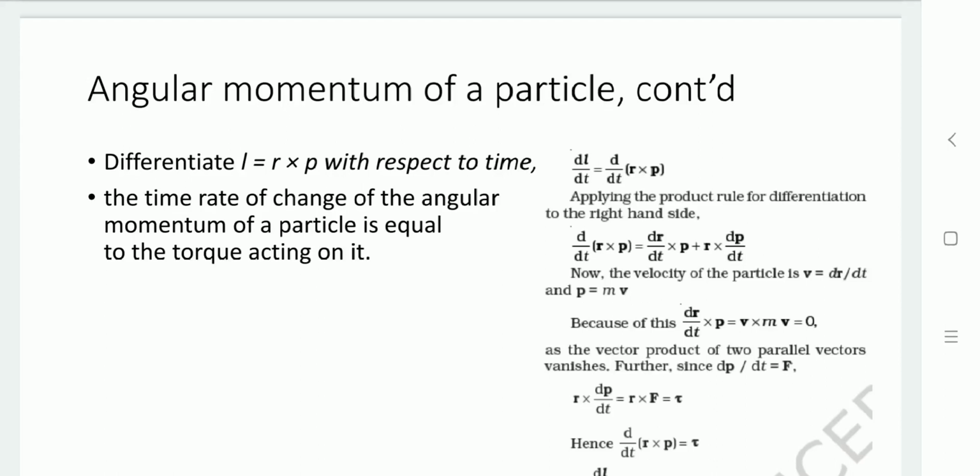So let us substitute all the component derivation: r cross dP equal to r cross F. And as we already learned, the component r cross F is a torque tau. So here dL by dt is equal to torque tau.